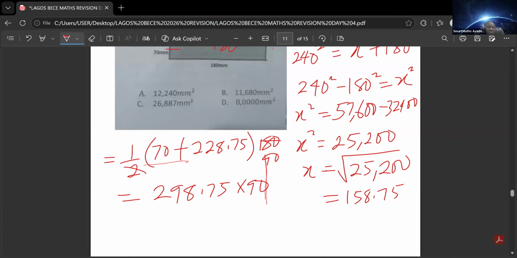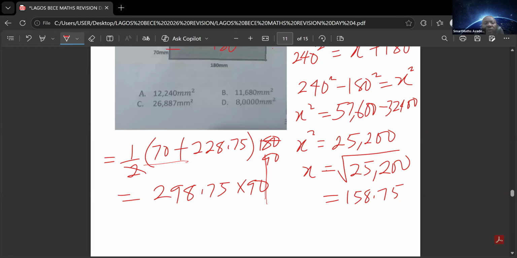298.75 times 90 gives 26,887.5. That's it here: 26,887 millimeters squared, because it is area. I believe that is very clear.